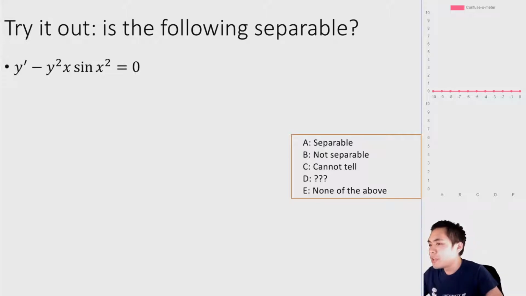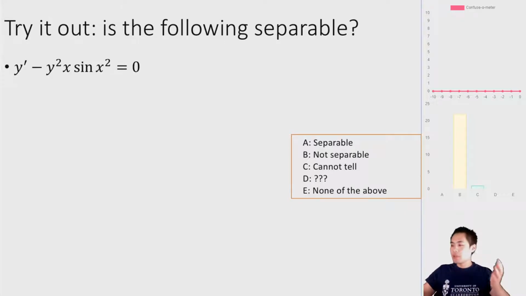Okay, so it looks like we're getting a bunch of answers. B. So people think this is not separable. Well, let's try separating it. So what do we have here?